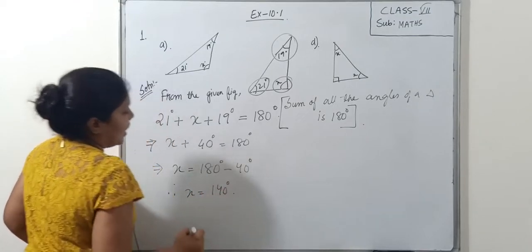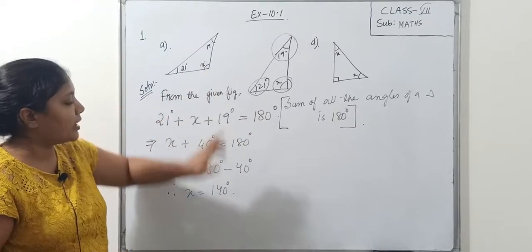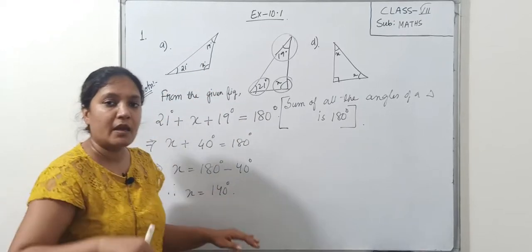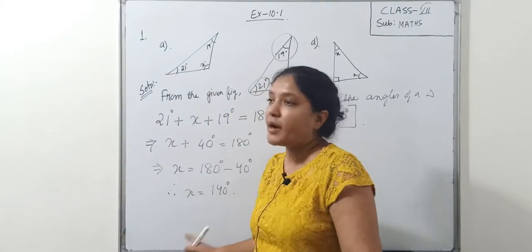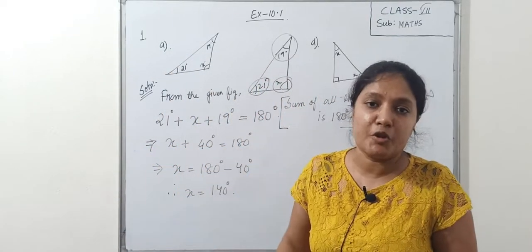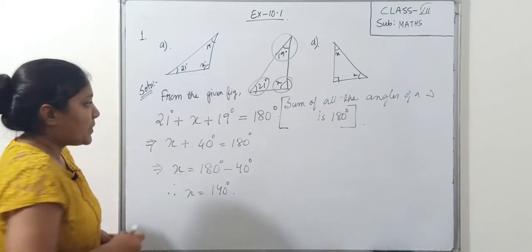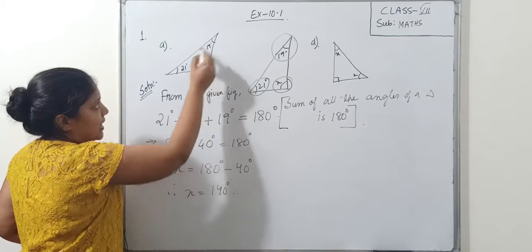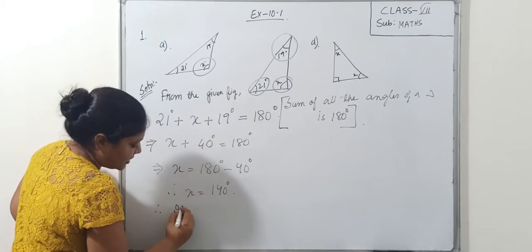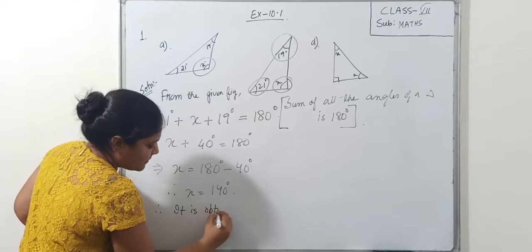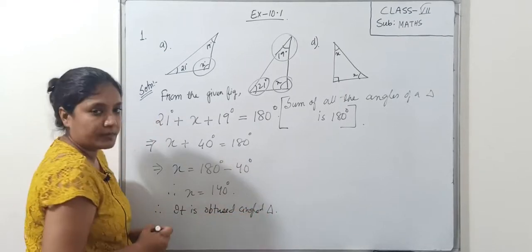Therefore x equals 140 degrees. Now children, if I find one angle here as 140 degrees, do you know, I explained at the very beginning, if in a triangle one angle is more than 90 degrees, what type of triangle is it going to be? It is going to be an obtuse angle triangle. The other two angles are less than 90 degrees and the other one is more than 90 degrees. So it is an obtuse angle triangle. Right students?